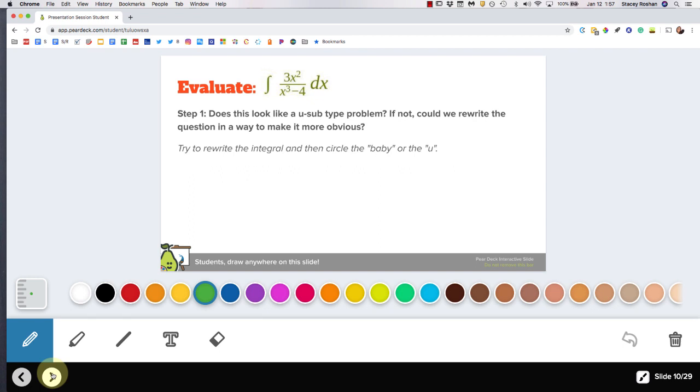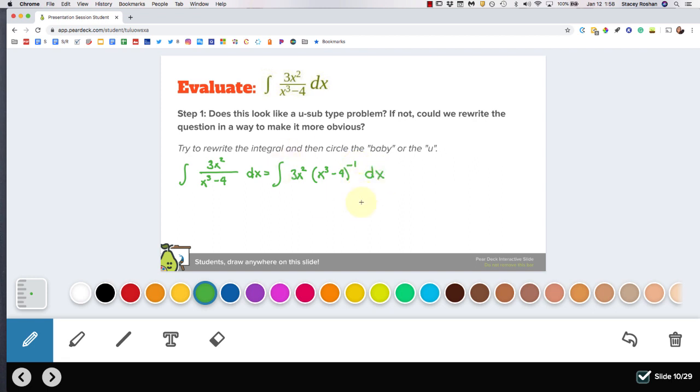And it might not immediately, because it looks more like a quotient, right? So I'm saying to you, try to rewrite the integral and then see if it looks more like a u-sub type problem. When I rewrite that integral, I had 3x squared over x cubed minus 4 dx. Couldn't I rewrite that as the integral of 3x squared times, if I bring this up, x cubed minus 4 to the negative 1 power, because it was in the denominator, dx?